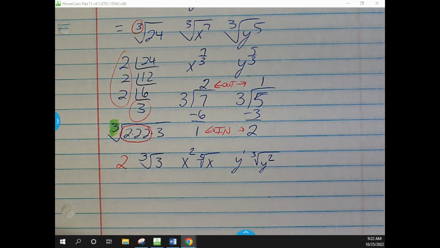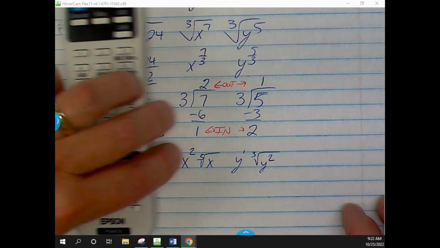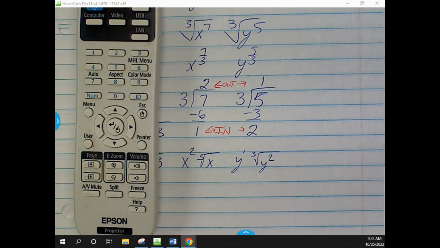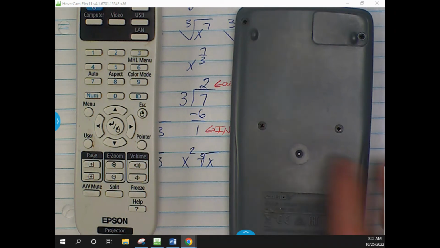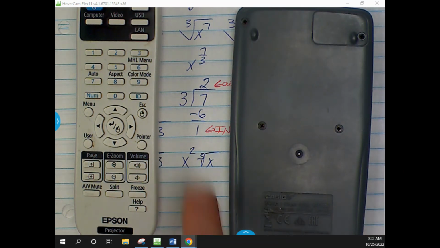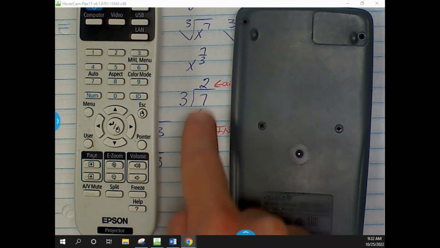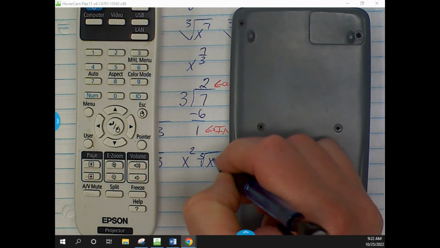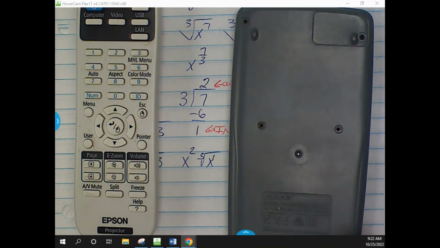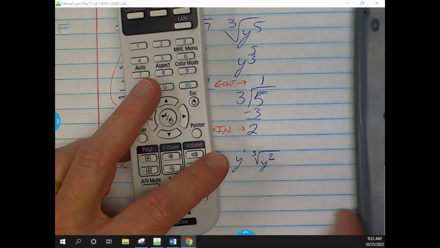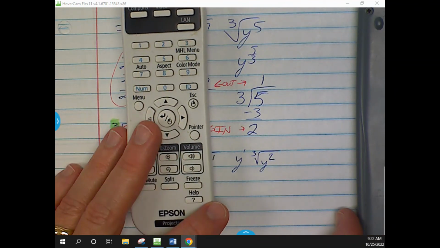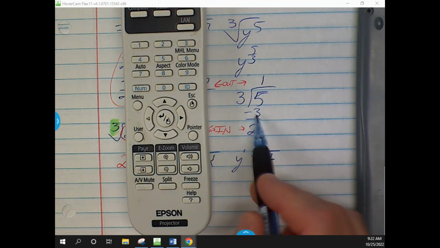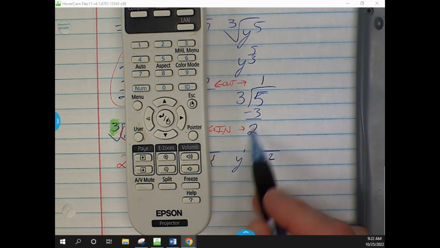So again, we'll just take it one little piece at a time. So the x's would have that. We had the third root of x to the 7th. We've got 3 going into 7 2 times with 1 left over, so that's the 1 that's left over here. If we did the y part of it, 3 going into 5 1 time with 2 left over, so there's the 1 that goes out, and there's the 2 that's left in.